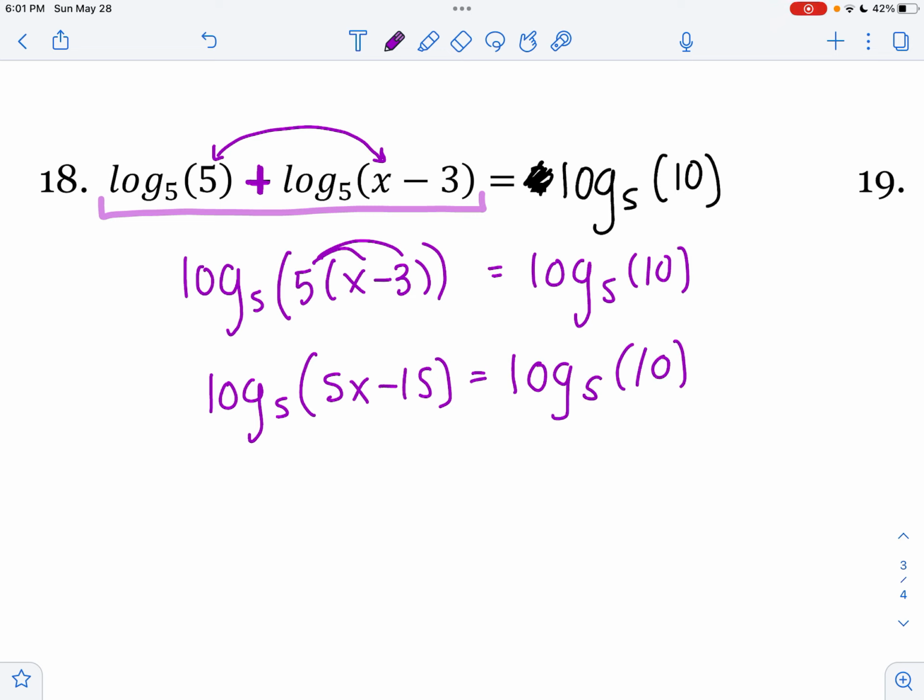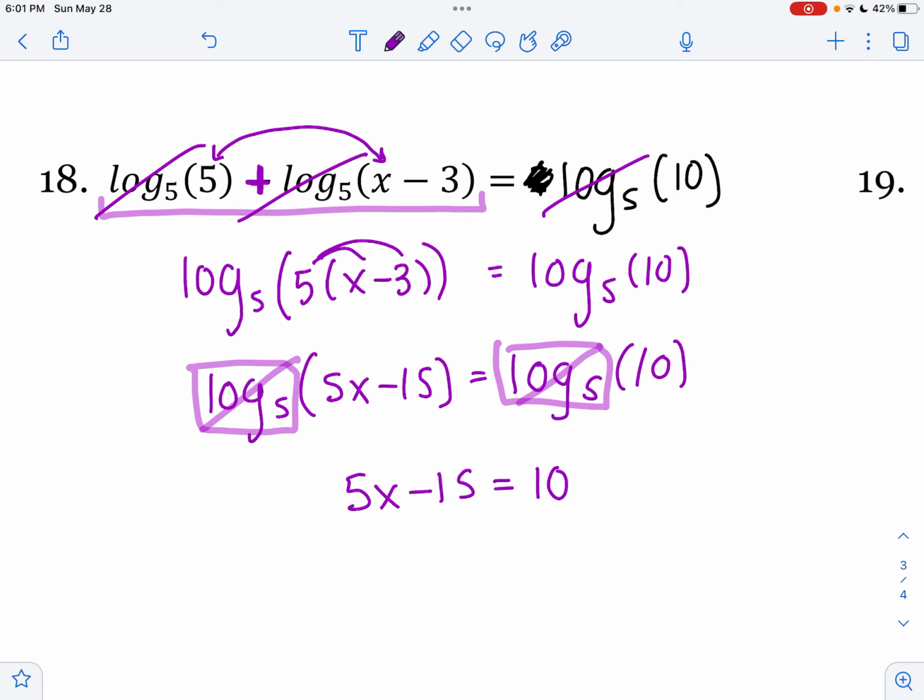Now, once you've combined the 2 logs and you have 1 log on this side and 1 log on this side, they cancel out. And you're just going to have now 5x minus 15 equals 10. You can only cross the logs out if you have 1 on each side and if you've condensed them. If you cross them off here, you're going to get the wrong answer. Then you would have 5 plus x minus 3, right? But it's not being added. That's why you have to combine them first before you cross the logs off.